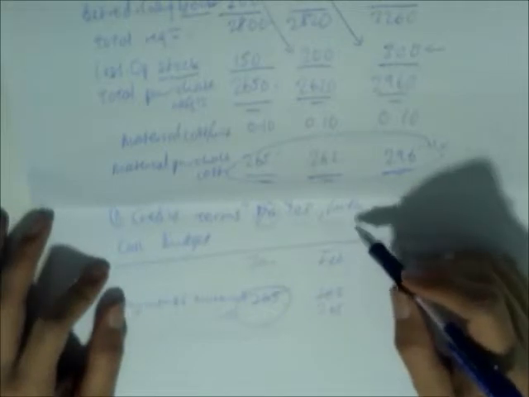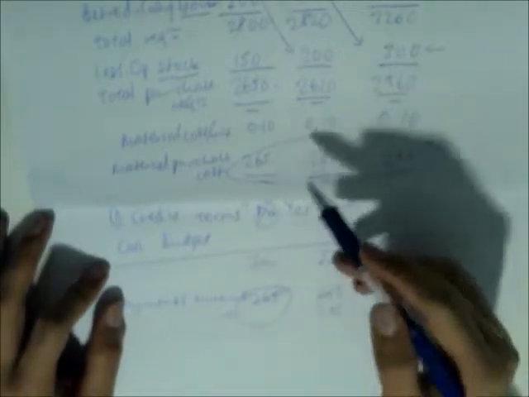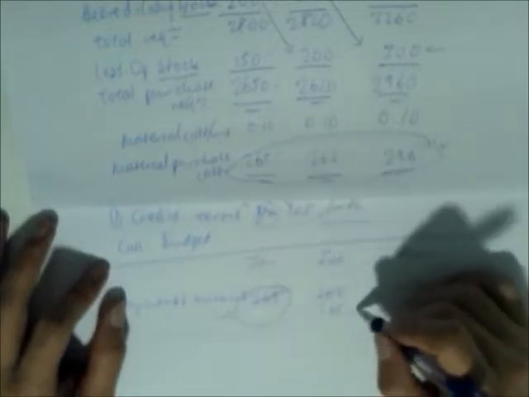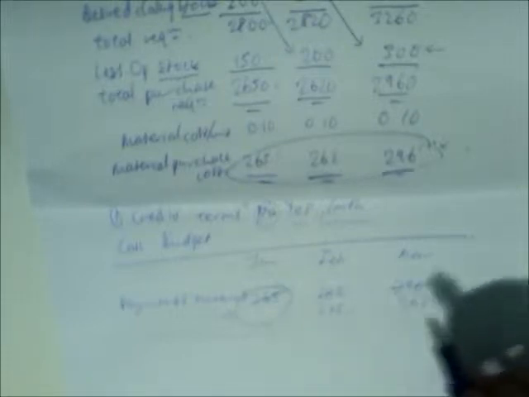Now, if there are 1 month terms, then you have to be careful that the 265 of purchases will be payable in Feb. 262 of purchases in February will be payable in March. So that depends on your question requirement. The question requirement will define how you will complete the cash budget.